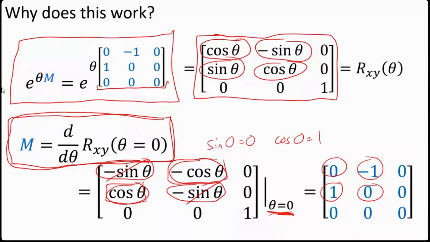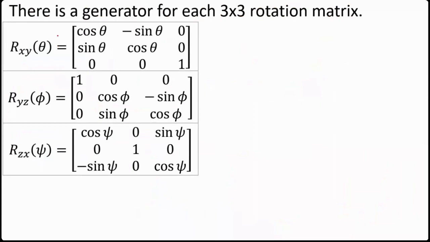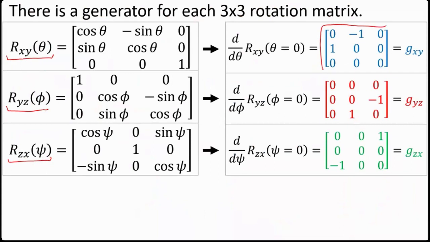Yeah, so now that we have a procedure for doing this, we did it for this matrix, but we can do it for any matrix, right? We just did it for this one, and we can do it for YZ and ZX rotations as well. And for the other two, basically the rule is when you take the derivative and set the angle to 0, you basically put the zeros in the cosine slots, and you put 1s in the sine slots. That's the rule for doing this.